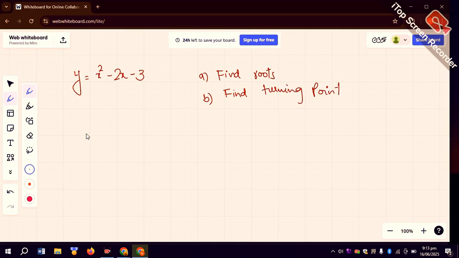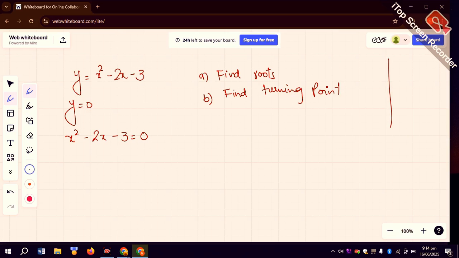To find the roots, you have to use the quadratic formula. You just have to simplify this quadratic equation by making y equal to 0. So say that y is equal to 0. Now solve it the way you solve a quadratic equation by using the quadratic formula: x squared minus 2x minus 3 is equal to 0. There are two ways to find the roots. Roots mean that you have to find the value of x.